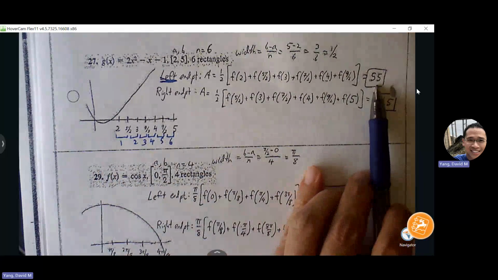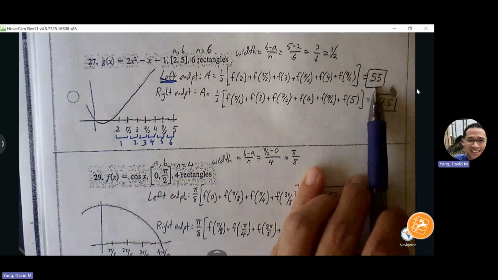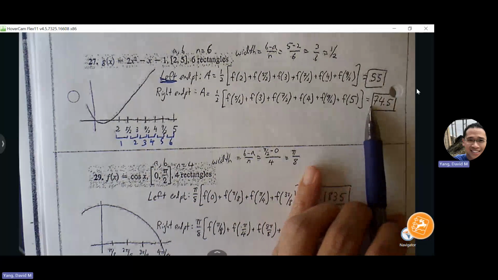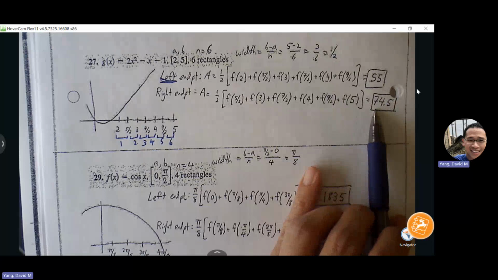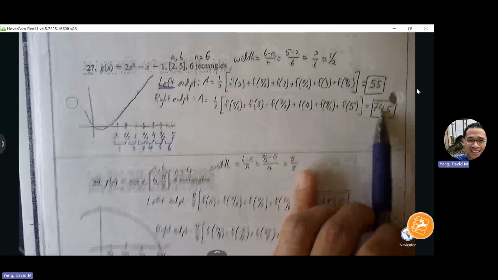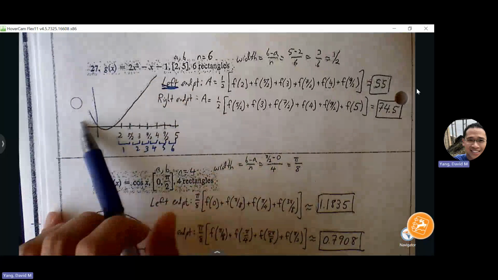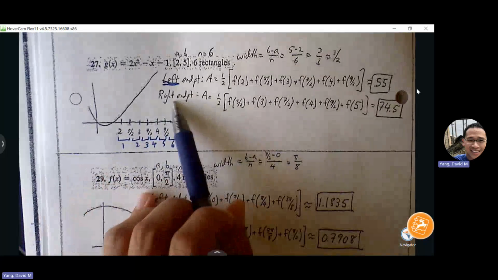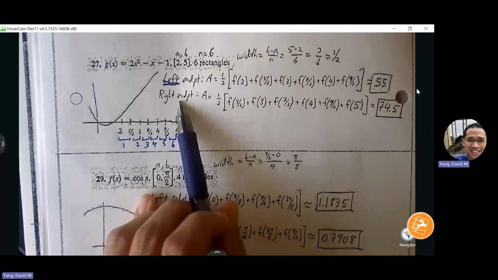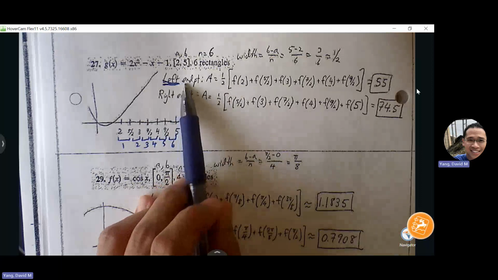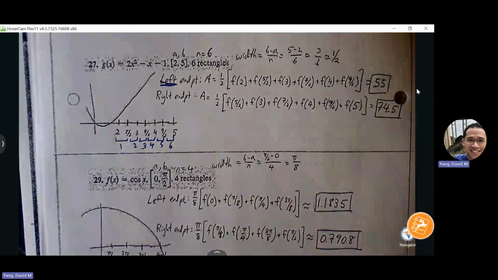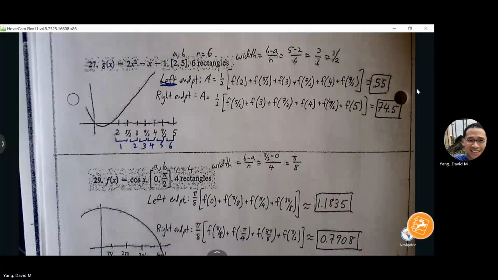But here, the left-handed rectangles is 55. The right-sided rectangle is 74.5. And the reason that's the case is because the graph is rising. And if it's rising, then the right-sided rectangles will always be over-approximating compared to the left-sided rectangles. Just want to point that out. Okay, so that was the process yesterday. We're going to see something similar today, but any questions about that?